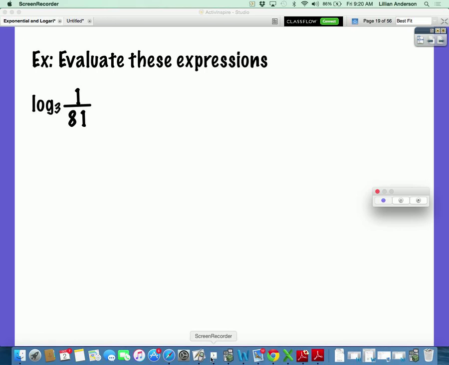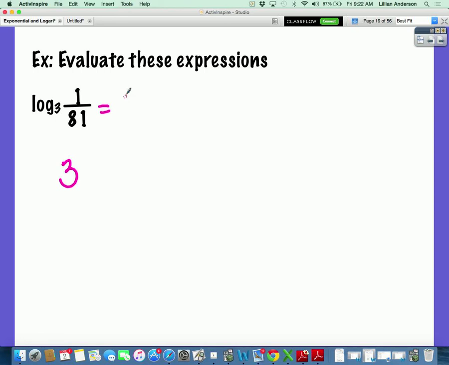Whiteboards. Hold on. I want you to evaluate this expression on your whiteboard. You got 30 seconds. So write this in exponential form. That would be 3 to the x equals 1 over 81. Okay? Realize that 81, what's special about 81? It is a fraction. Well, 1 over 81. But 81, can it be rewritten to have a base of 3? Yes. How? 3 to the 4th.